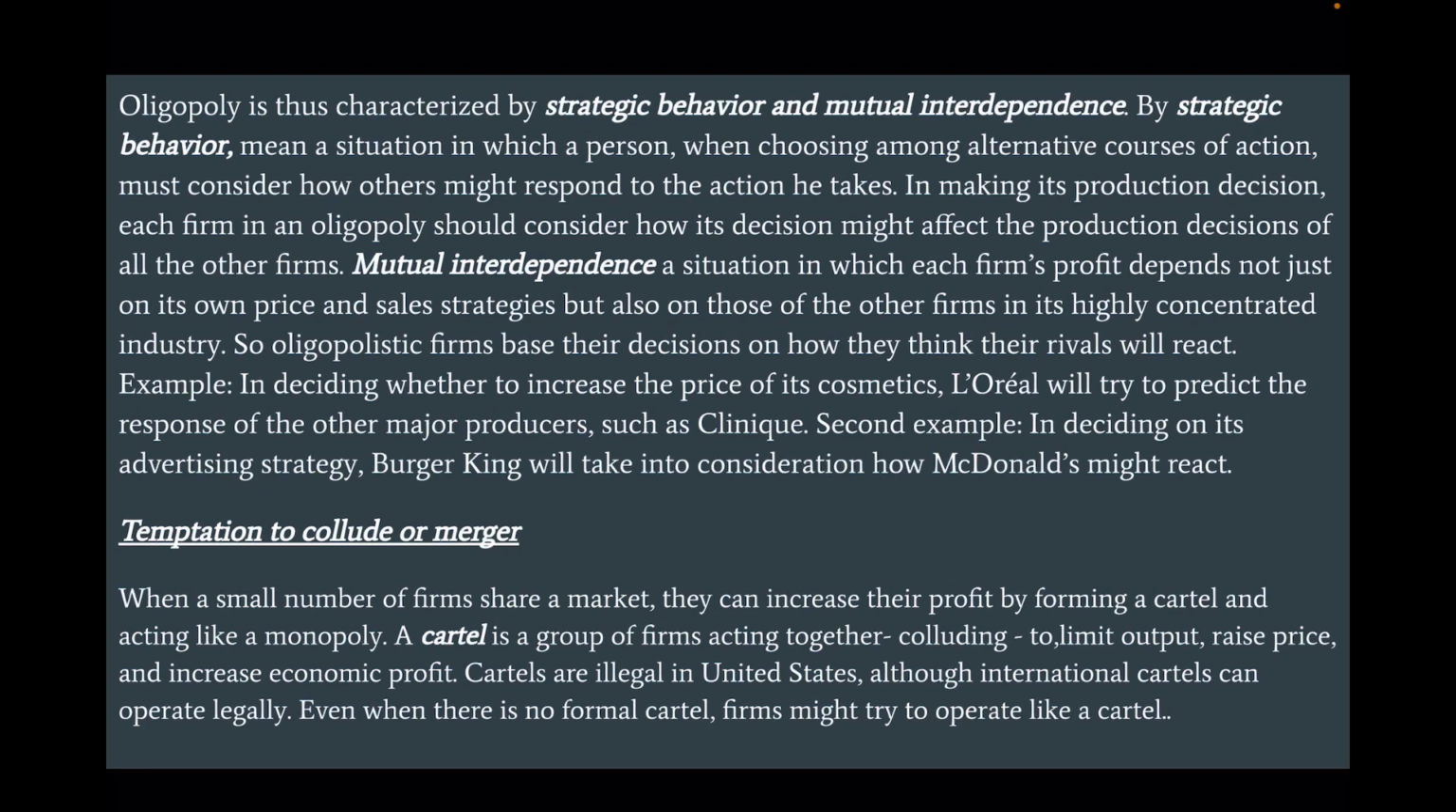Temptation to collude or merger. When a small number of firms share a market, they can increase their profit by forming a cartel and acting like a monopoly. A cartel is a group of firms acting together, colluding to limit output, raise price, and increase economic profit. Cartels are illegal in the United States, although international cartels can operate legally. Even when there is no formal cartel, firms might try to operate like a cartel.